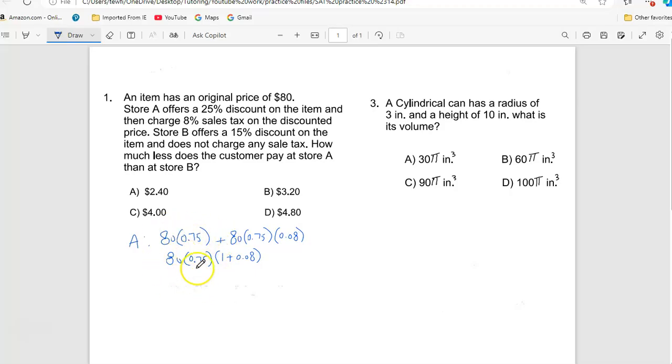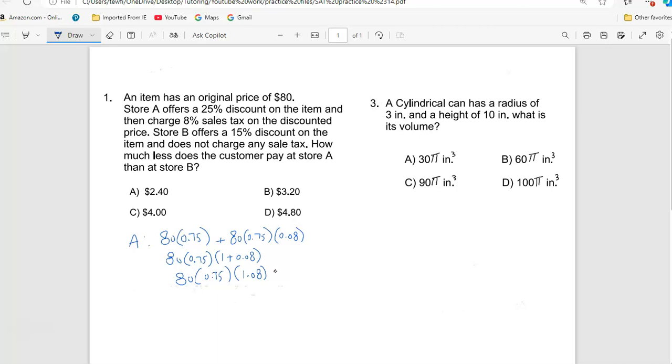1, because this times 1 is going to give you the first term. 80 times 0.75 times 0.08 is going to give you the second term. Alright, so you can do this step from the beginning, but I'm trying to show you how we get that step. And what is that now? That is 80 times 0.75 times 1.08. If you put that in your calculator, how much is this?